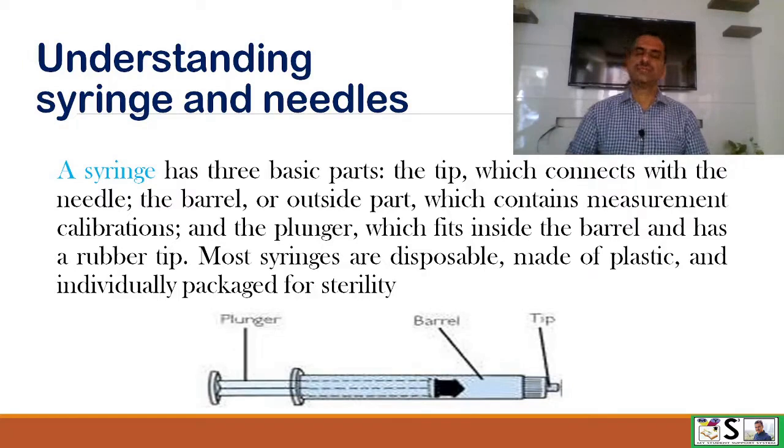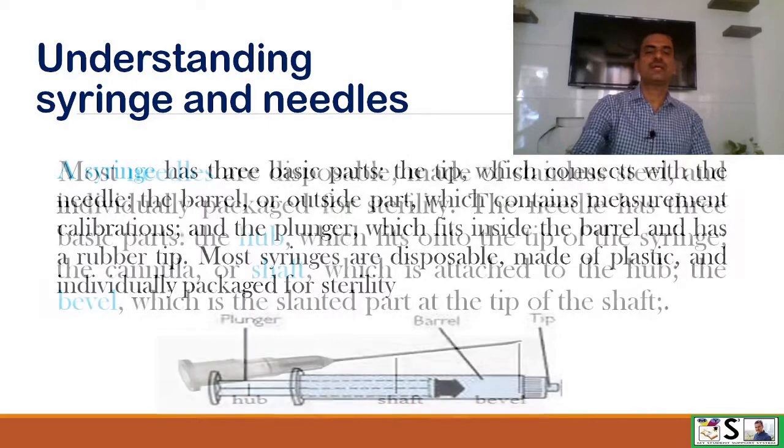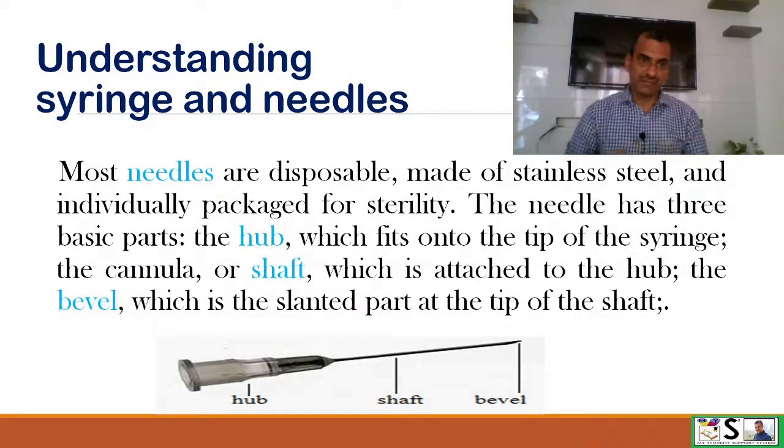Most syringes are disposable nowadays, made of plastic and individually packed for sterility. Now the needle. Most needles are disposable, made of stainless steel and again individually packed for sterility, and sometimes they come with the syringe. Nowadays they mostly come attached to the syringe.